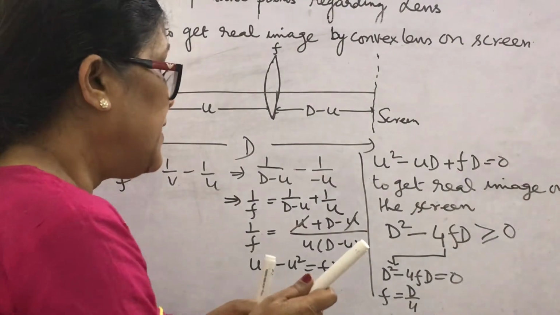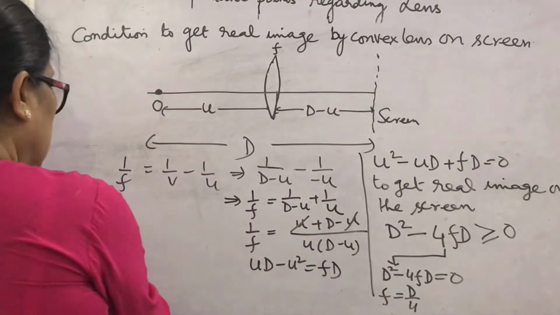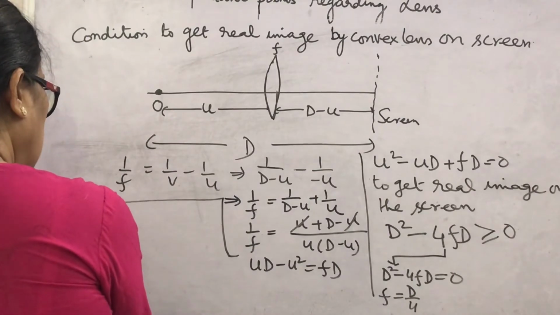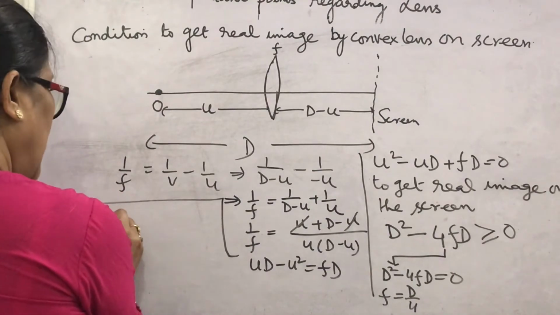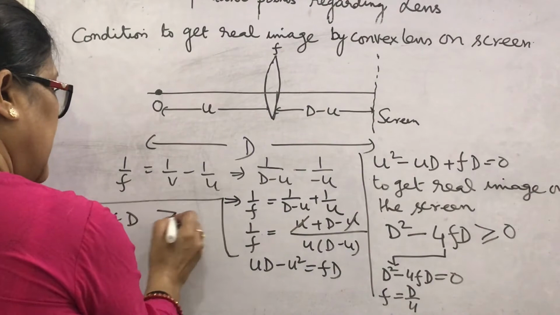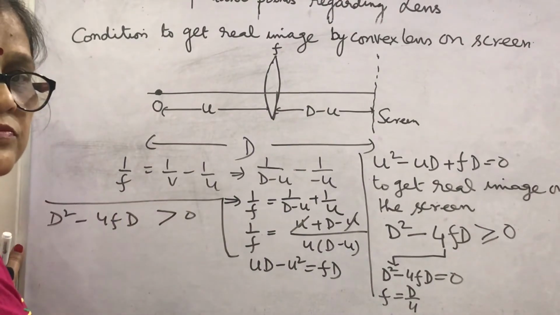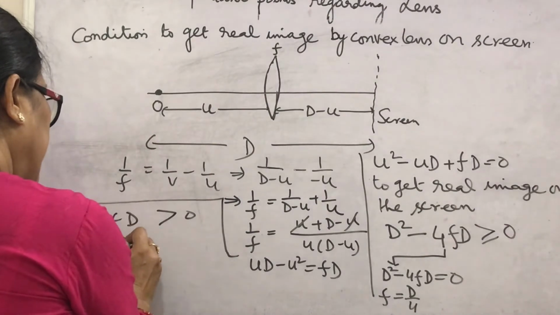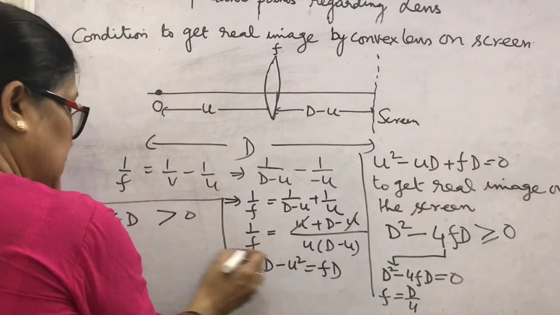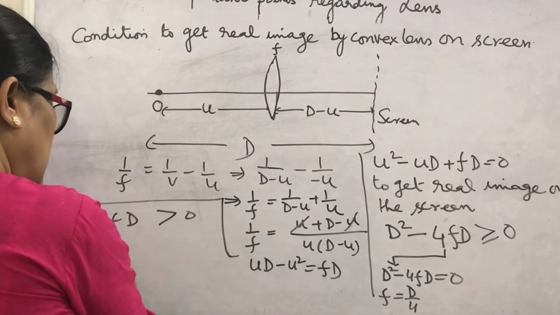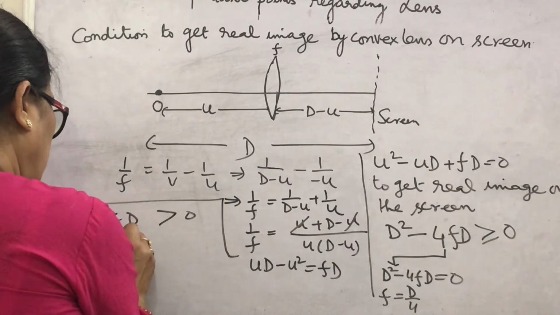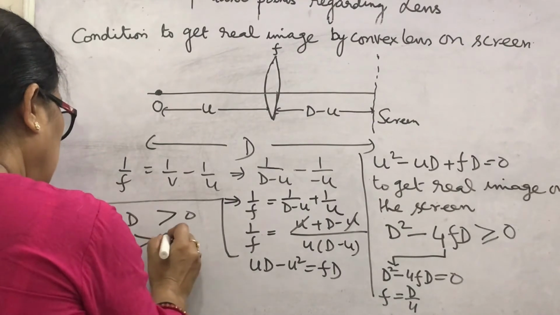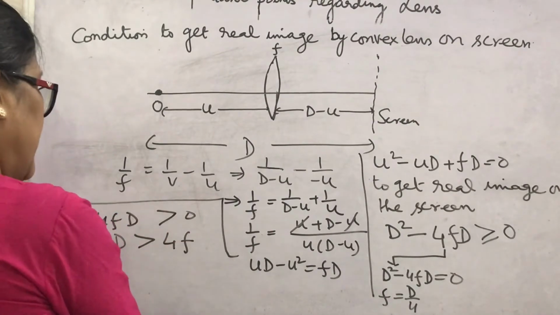What will happen if this d square minus 4fd is greater than 0? That is, if d square minus 4fd is greater than 0, it can be written as d greater than 4f.